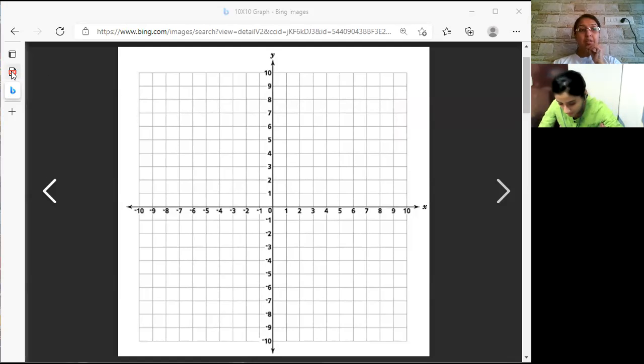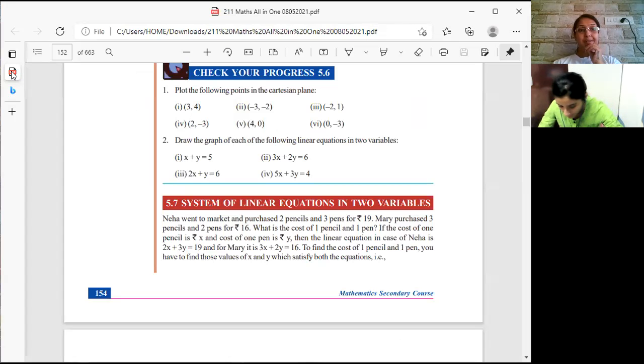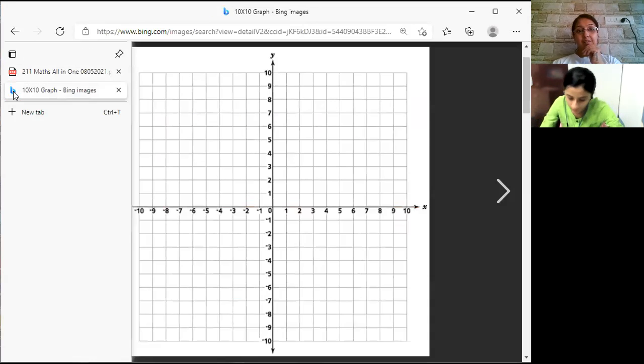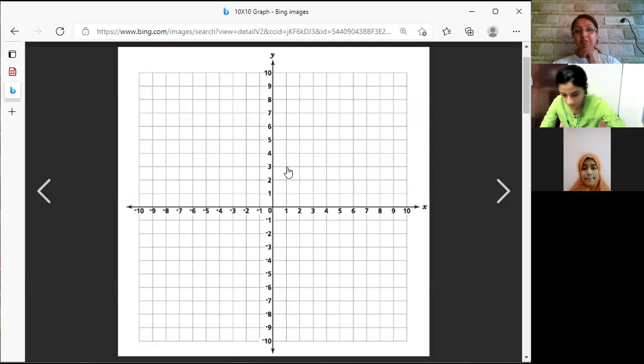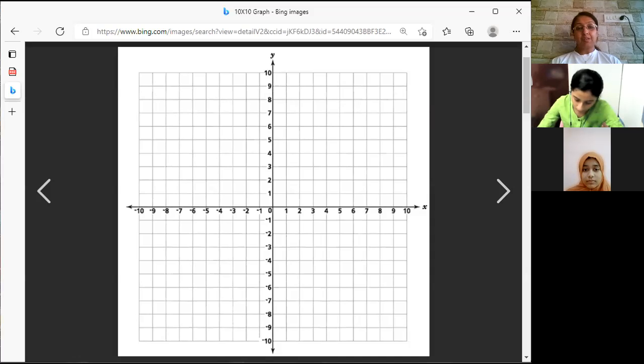So today we are doing exercise 5.6, for which we need a graph paper. If you have a graph paper, you will make an X and Y axis in the way I have shown on the screen. If you have forgotten to get the graph paper, then you are supposed to make this grid and then make the X and the Y axis on a normal ruled page so that we can do 5.6.